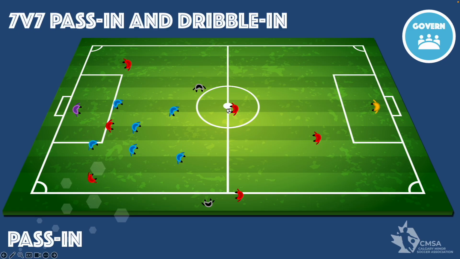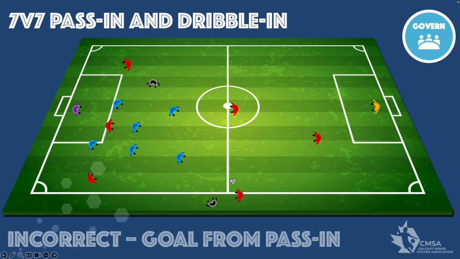We'll work through a couple of scenarios here where some things are incorrect in terms of a pass-in. So when we bring the ball back to the touchline, if a goal is scored directly from a pass-in, because it is the same restart as a throw-in, which is an indirect restart, meaning it must touch another player before it goes into the goal.